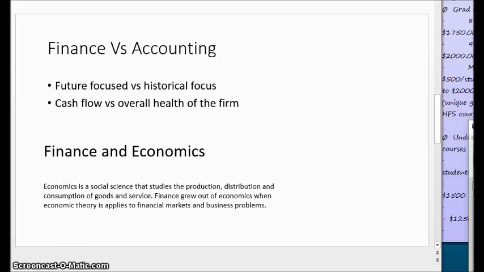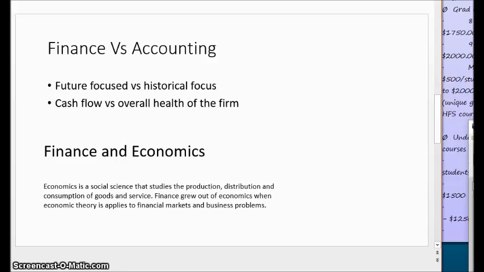Now, when you talk about finance versus economics, economics is a social science that studies the production, distribution, and consumption of goods and services. Finance is actually more similar to economics, because what we do is take economic concepts and apply them to financial markets and business problems. When we apply economic concepts to finance and business problems, then we are in the field of finance. So finance kind of grows out of economics. It's one part of the study of economics.